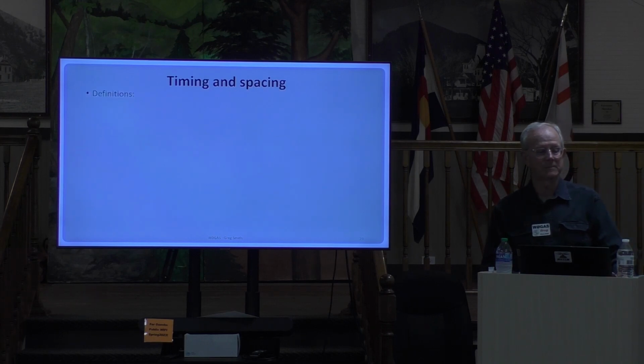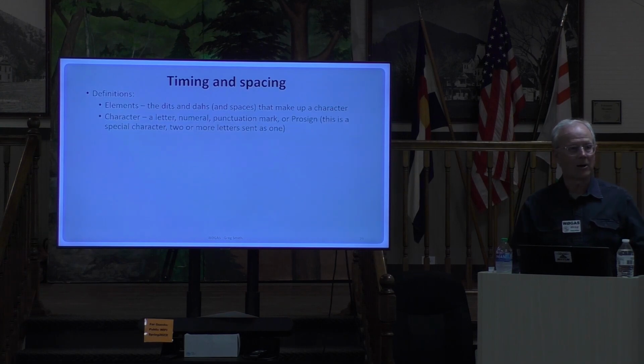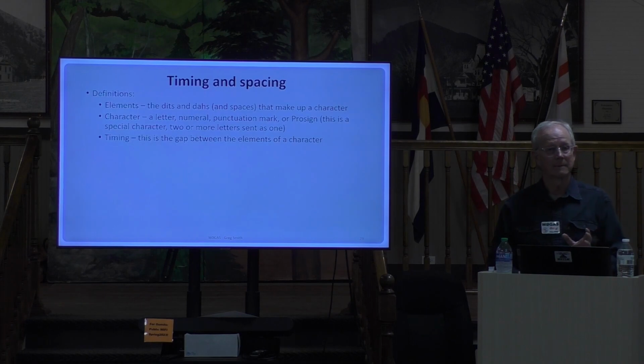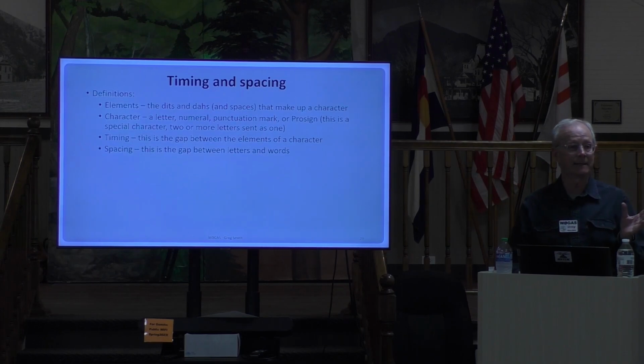So in terms of timing and spacing, there are some definitions. Elements are dits and dahs, which we talked about. A character is made up of elements. Characters are like the letters of the alphabet, 26 of them, and 10 numbers. And then we'll learn some punctuation. There's normally about 40 characters before you really want to get on the air. You want to be able to recognize those. Timing is the gap between the elements of a character, and spacing is the time between the characters. I'll give you a couple of examples of that in a minute.